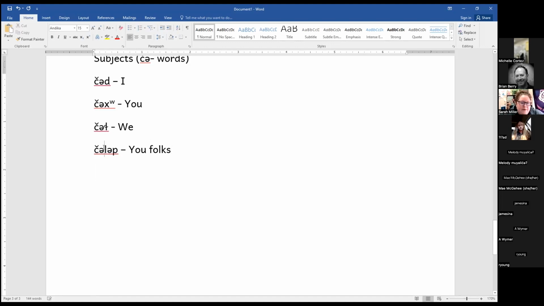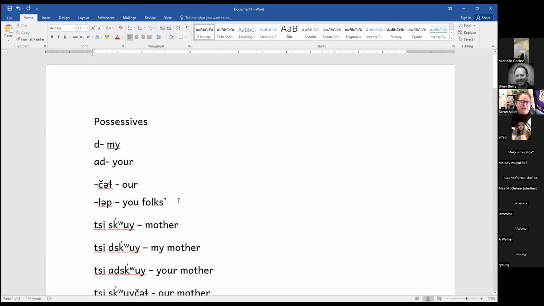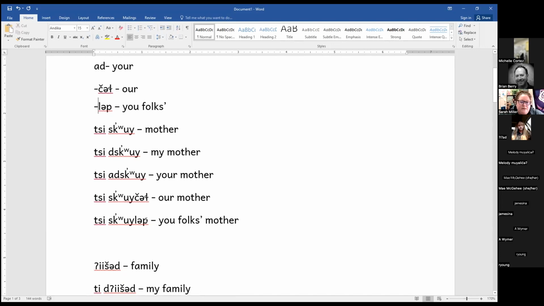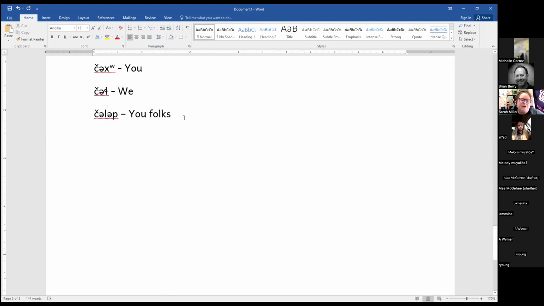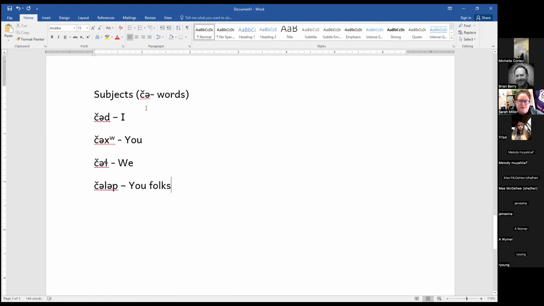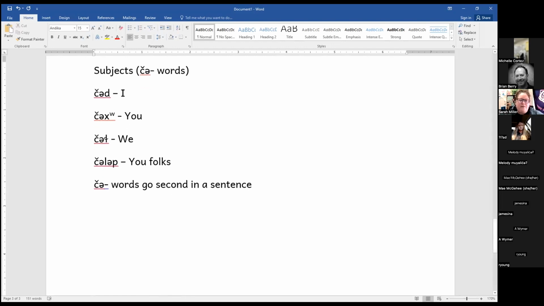So you'll notice the lup is kind of like in our possessive lup, which goes at the end, like in siskoilup. They're similar, but they're not the same because these are subjects. They're not possessive, which means they're not going to be attached to any word. Actually, these words go second in a sentence. They are always second. There are very few instances where they wouldn't be. So let's do a couple verbs, some action words.